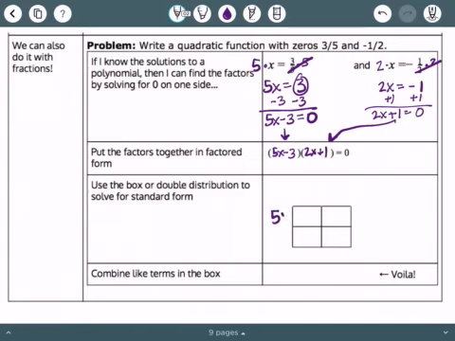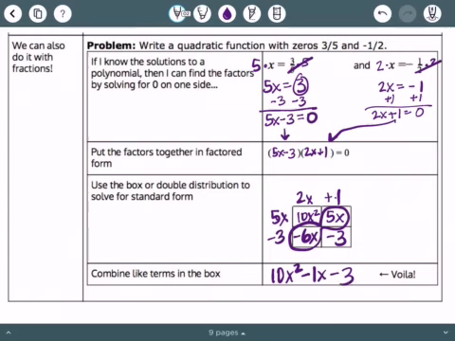From there, I'm going to multiply it in. 5x minus 3 times 2x plus 1. 5 times 2 is 10x squared. 5 times 1 is 5x. 2 times negative 3 is negative 6x. Negative 3 times 1, negative 3. Don't forget to combine your like terms. So we have 10x squared minus 1x, or just minus x, minus 3. That would be my final answer.